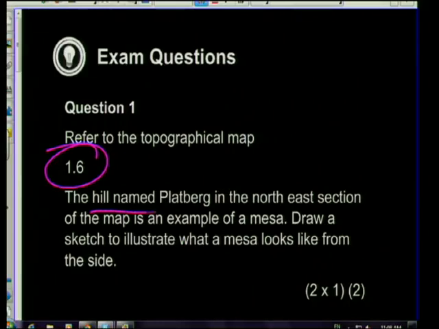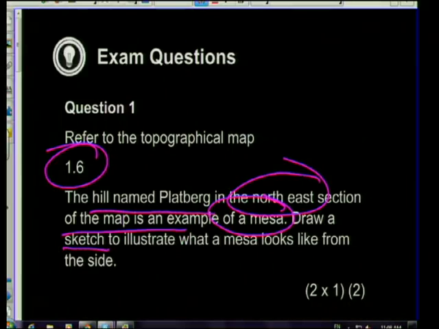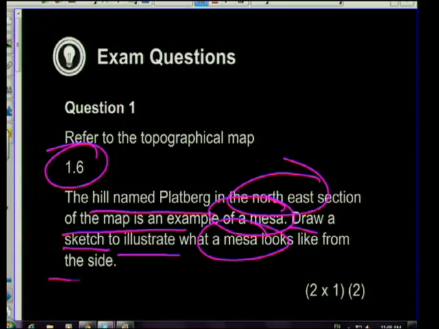1.6. The hill named Platberg in the northeast section of the map is an example of a Mesa. Draw a sketch, my favorite kinds of questions, where you have to look on the map and through your diagram, explain what you see. Illustrate what a Mesa looks like from the side. Guys, without thinking, this is a section from theory in grade 11, structural landscapes. Remember, horizontal sedimentary rocks. You know what I'm talking about.